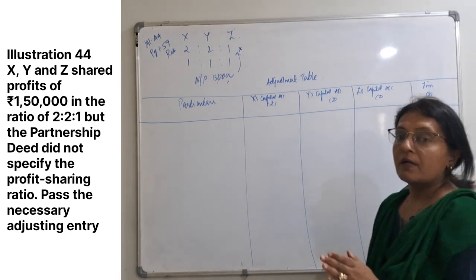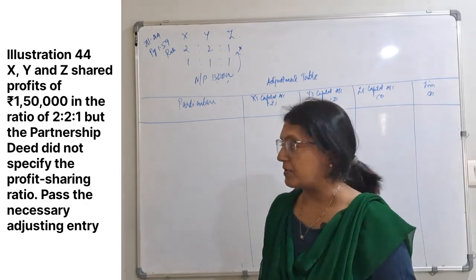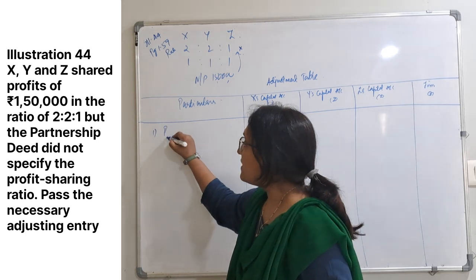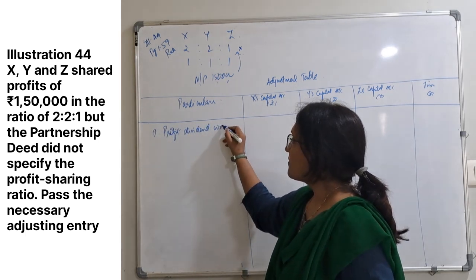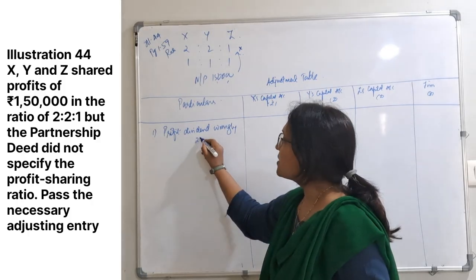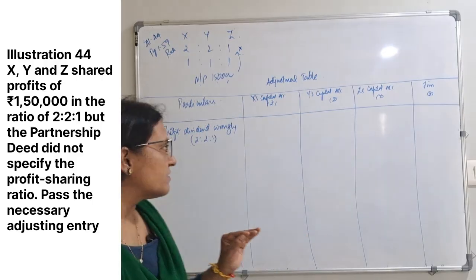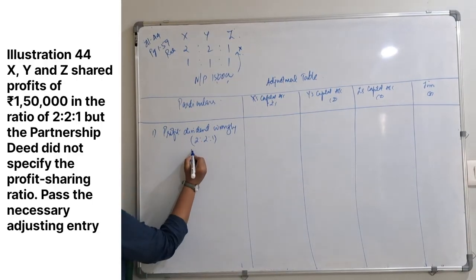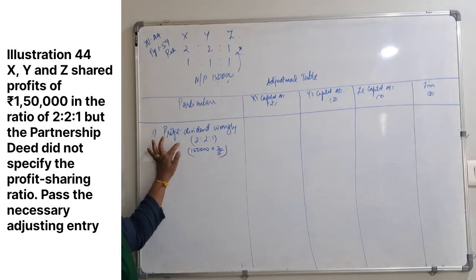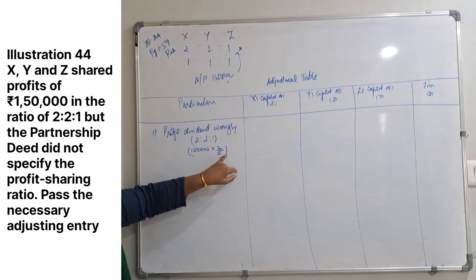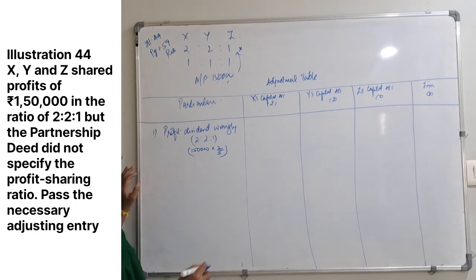Okay, so in the first part we are going to see how the profit is wrongly distributed. First, profit is divided wrongly, in which ratio? In the 2:2:1 ratio. Which means 1,50,000 is divided in 2:2:1. 1,50,000 into 2/5, this is for X's capital. This is how we do the calculation. It is 2 divided by 5, so he will get 60,000.